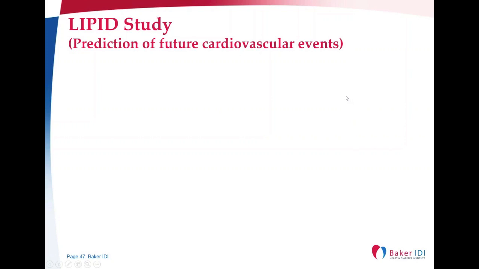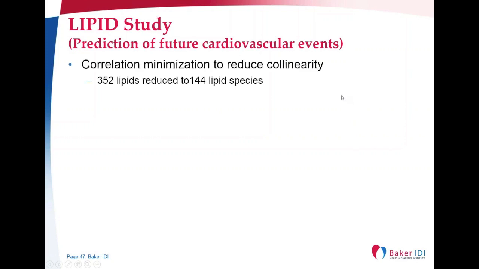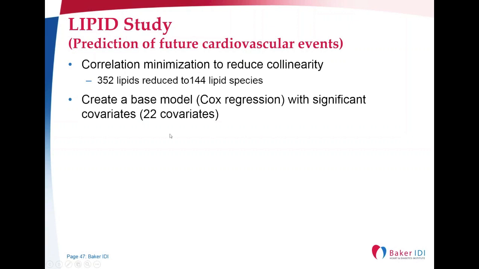So what we want to try and do is firstly create a model with the minimum number of lipids, but a model that has the maximum power to predict future risk of cardiovascular events. And so the first step in this process is to minimize the number of collinear lipids or highly correlated lipids, and we use this process of correlation minimization to do that. And we reduce from 350 down to 140 lipids or so by removing lipids that are highly correlated. And of course, we also want to create a model that we can demonstrate improves upon all of the clinical risk factors for cardiovascular disease.